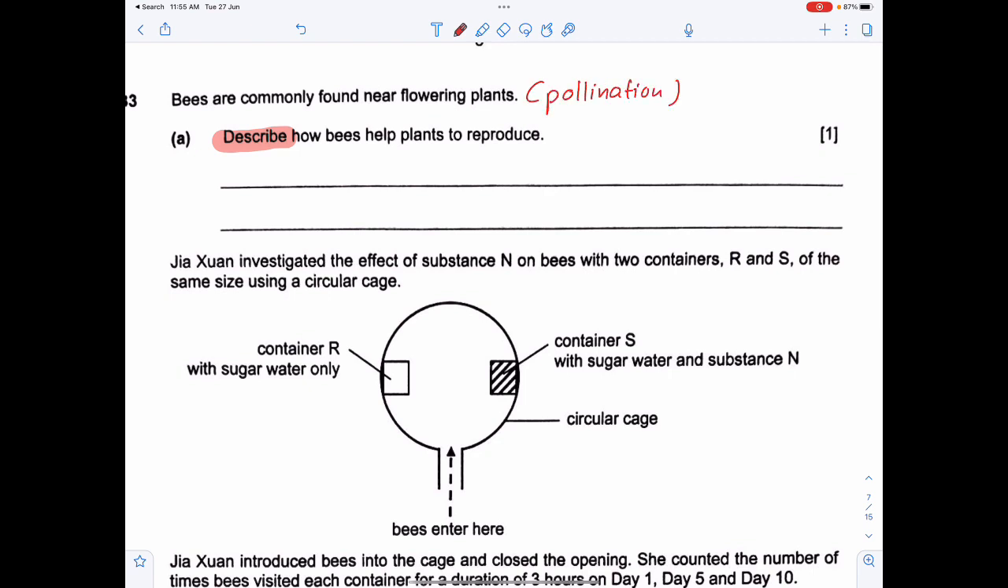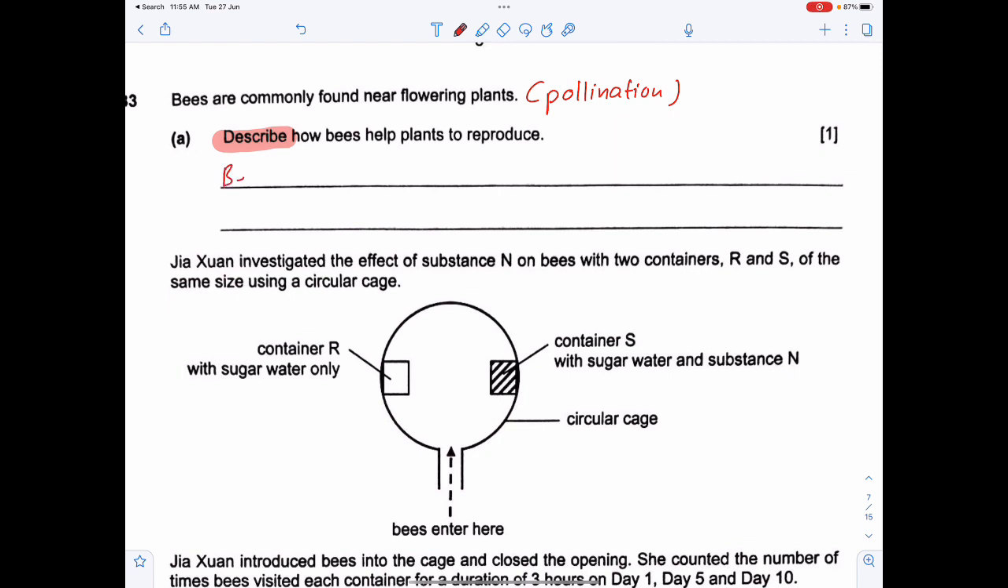But it's not good enough to just tell me it's pollinating or pollination. I need to see what happens. So in pollination, you know that there are two things that are involved. Your anther and your stigma. And then there is your pollen grains, which is transferred from your anther to your stigma. So you need to tell me that. So what could your answer be?